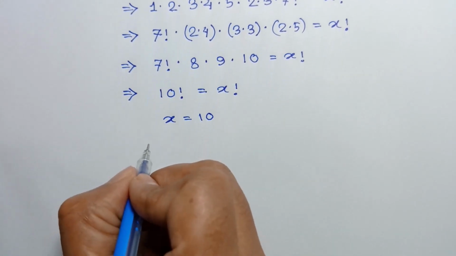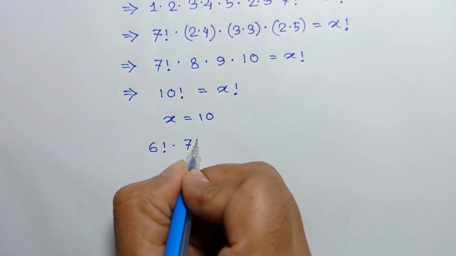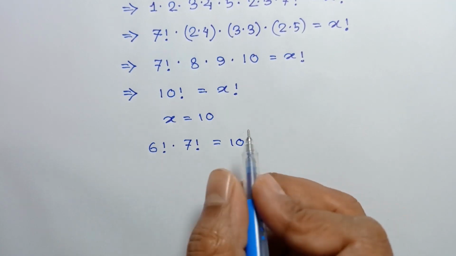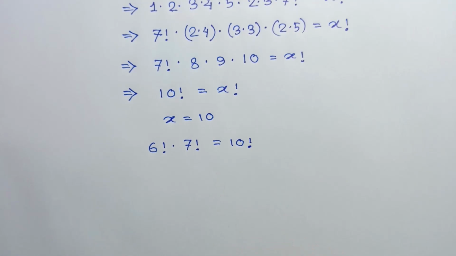So 6 factorial times 7 factorial is equal to 10 factorial. So this is the value of x.